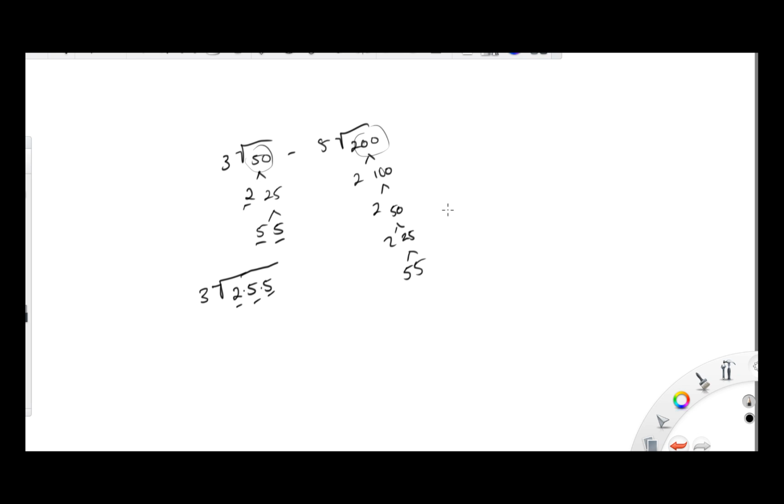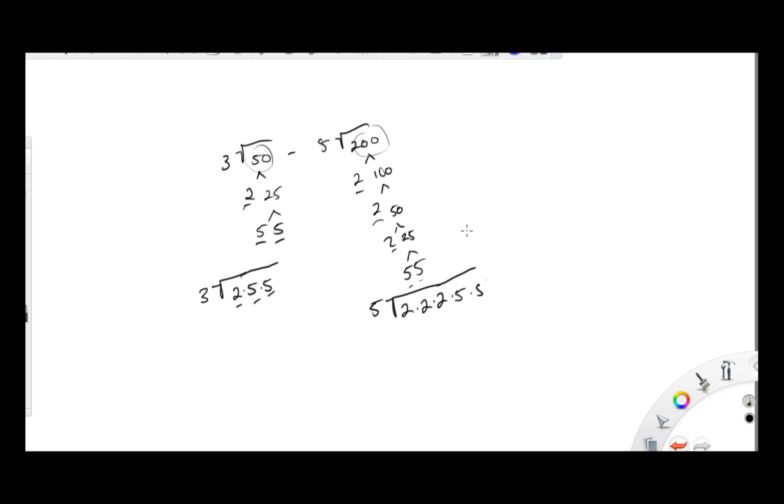Alright, so I just factored it out. So we're going to say 5 times the square root of, and then we're just going to go in order. There's 2 times 2 times 2. We have 3 2's, and then we have 2 5's, 5 times 5.